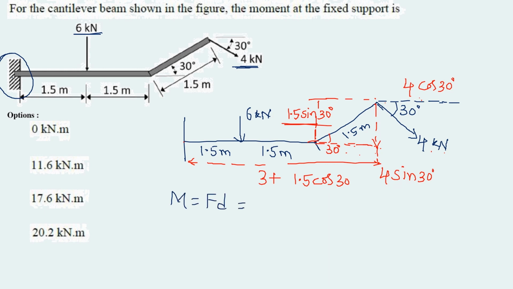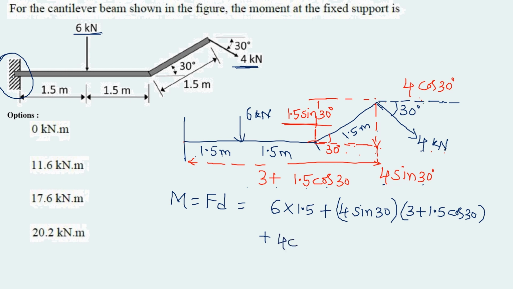Force times perpendicular distance. So the force is 6 kilonewtons and the perpendicular distance is 1.5, plus the vertical component of the 4 kilonewton force, which is 4 sin 30, times the total perpendicular distance 3 plus 1.5 cos 30, plus another component, the horizontal component of the 4 kilonewton force, which is 4 cos 30, times the perpendicular distance to that force, 1.5 sin 30.